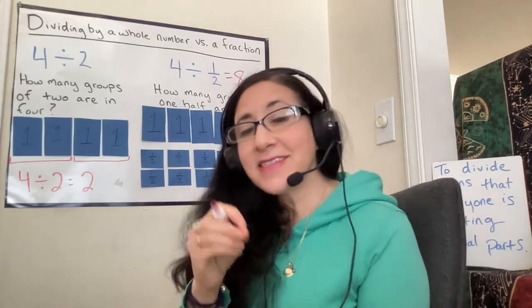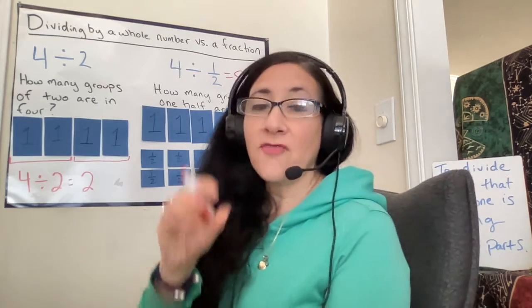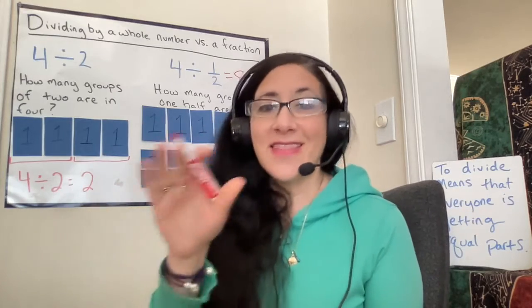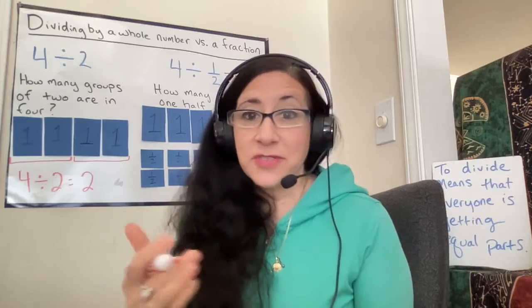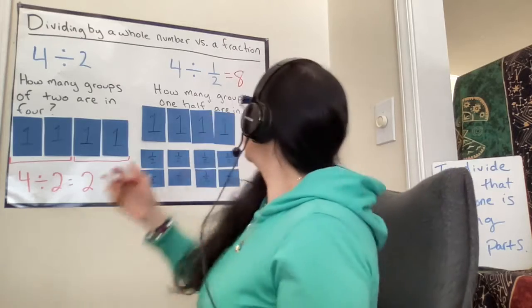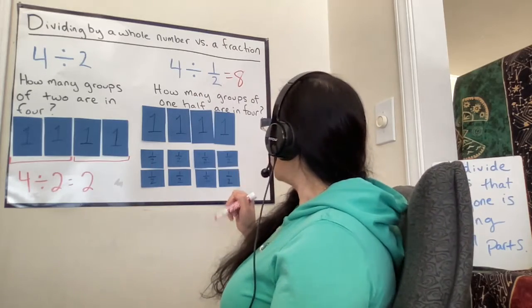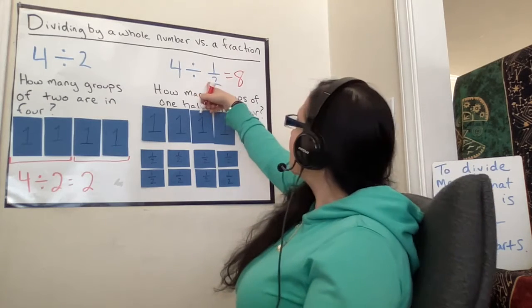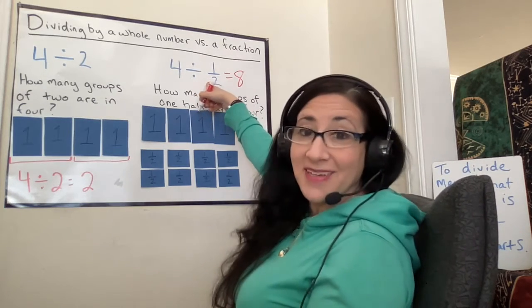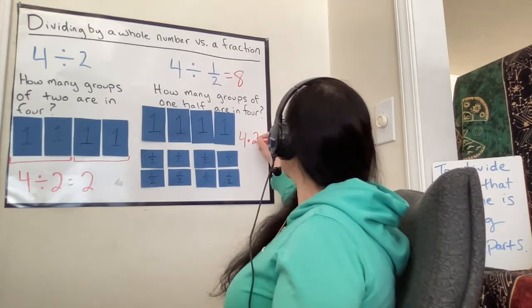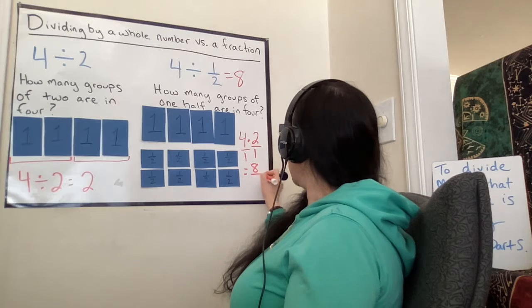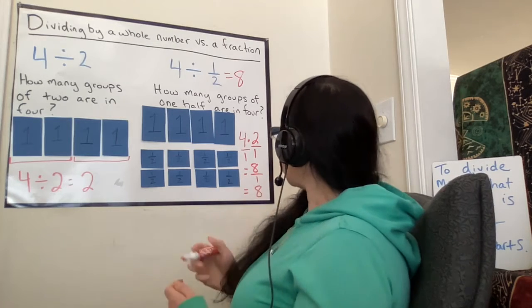Okay. And this is where the idea comes from that when we divide by a fraction, we're actually multiplying that number by its reciprocal, or multiplicative inverse. Because 4 divided by a half is the same thing as 4 times the reciprocal of a half, or the multiplicative inverse of a half, which is 2 over 1. Okay, so that's going to give me 8 over 1, which equals 8.